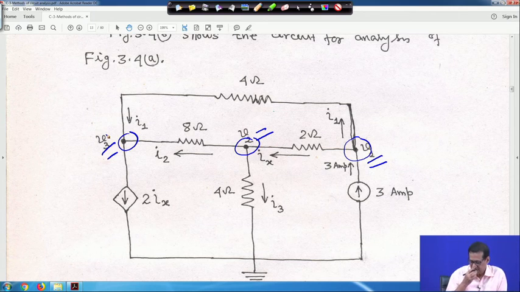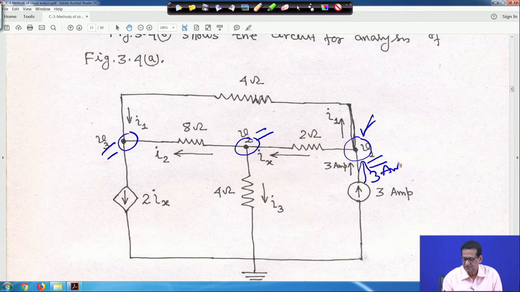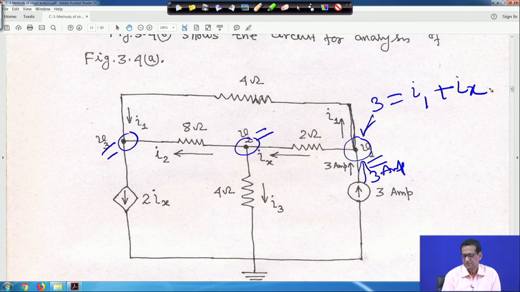Before moving to the solution, how will we do it? Here you have to apply KCL. Suppose at node 1, if you apply KCL, then this 3 ampere current from the independent current source is entering this node. The other two currents, Ix and I1, are leaving node 1. Therefore the equation is 3 equals I1 plus Ix.